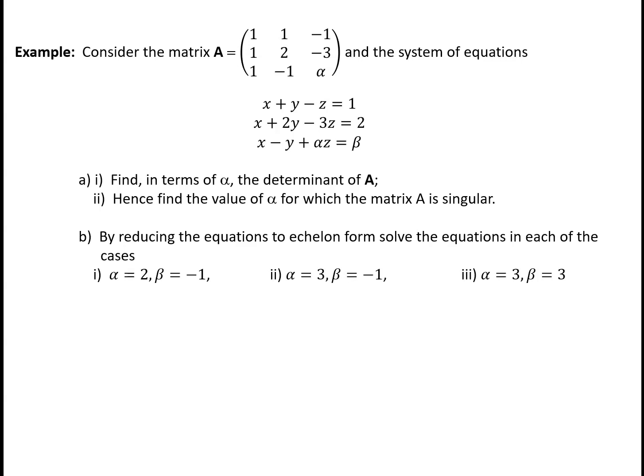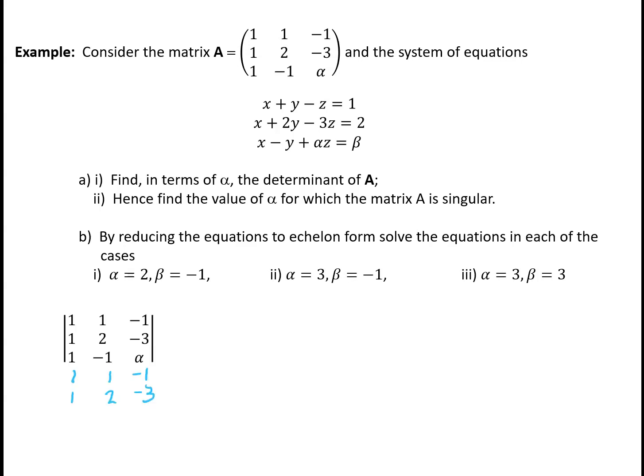And then in part B, by reducing the equations to echelon form, we've got to solve the equations in each of the cases: alpha equals 2 and beta equals minus 1, alpha equals 3 and beta equals minus 1, and alpha equals 3 and beta equals 3.